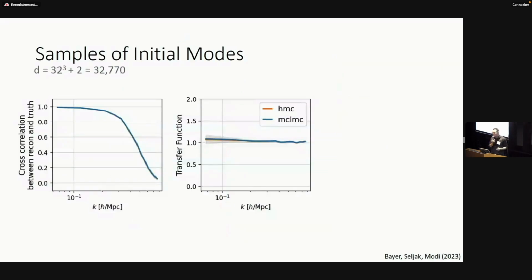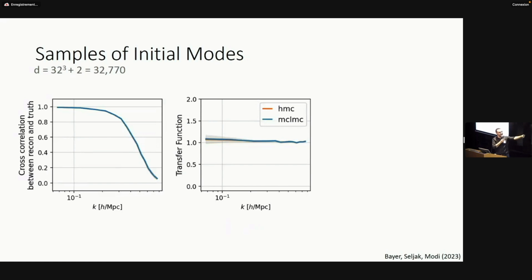And so looking at this more mathematically, we want to look at how good the quality of our reconstruction of the initial modes is. And we can look at the cross correlation between the reconstructed initial field and the final field on the left. And you can see that the cross correlation between reconstructed and the true field is very good on large scales and starts to deteriorate on small scales because of the noise on the small scales. And then you also see the transfer function, which looks at the amplitude between the true and reconstructed field is very good and close to 1.